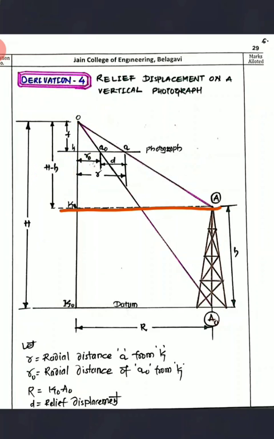See, two more terms: R naught is the radial distance of A naught from K, and R is the radial distance of A from K. Now these are the things. This is capital R, the distance between the exposure line or principal line and the object. Now with this we are going to derive the equation for relief displacement.